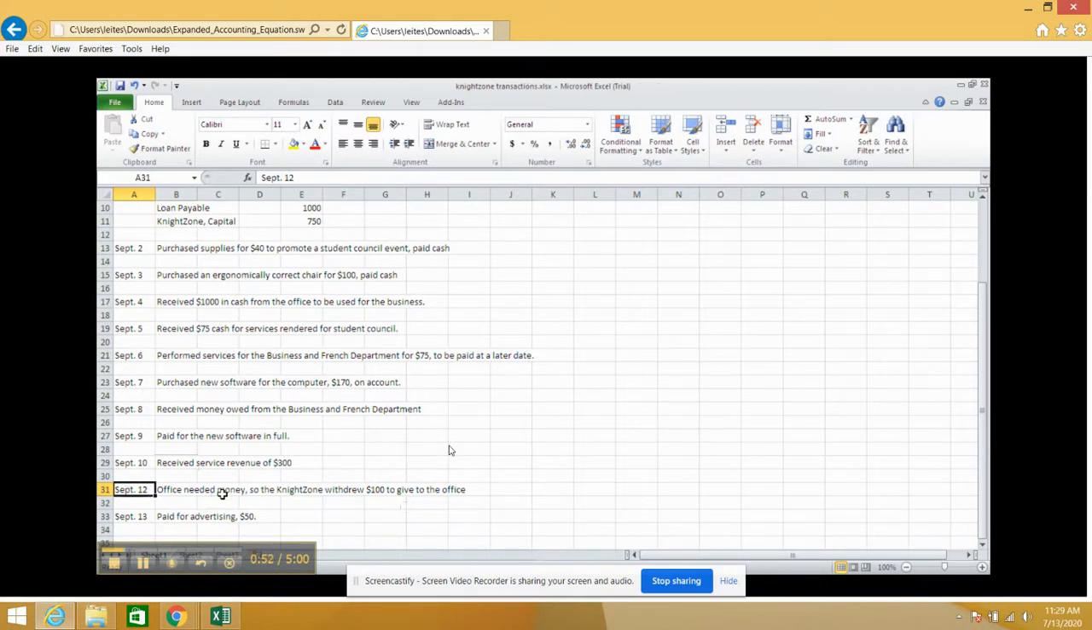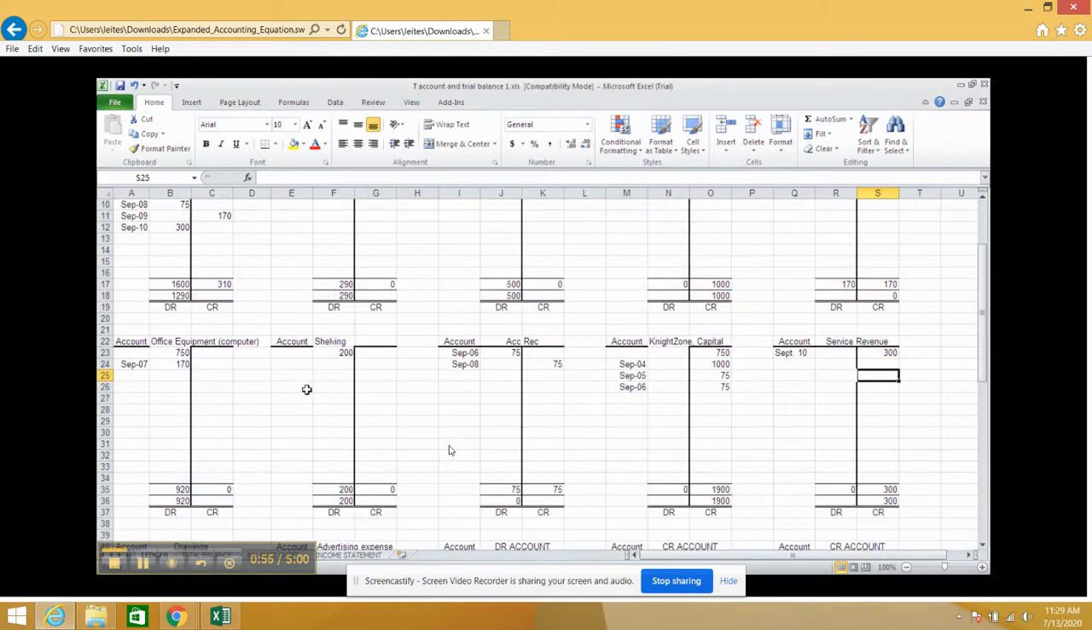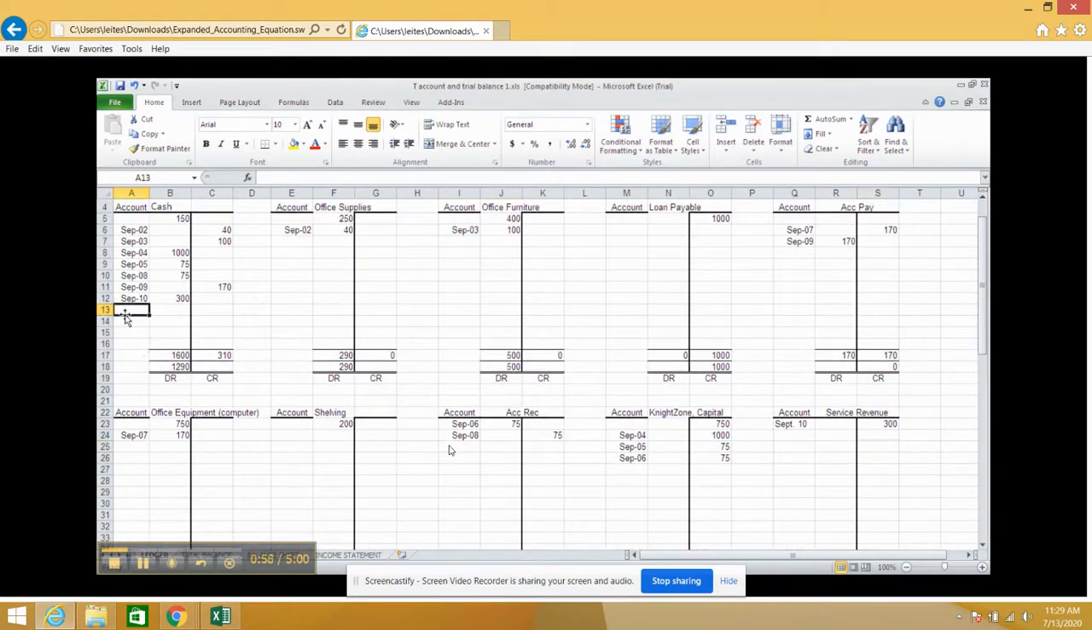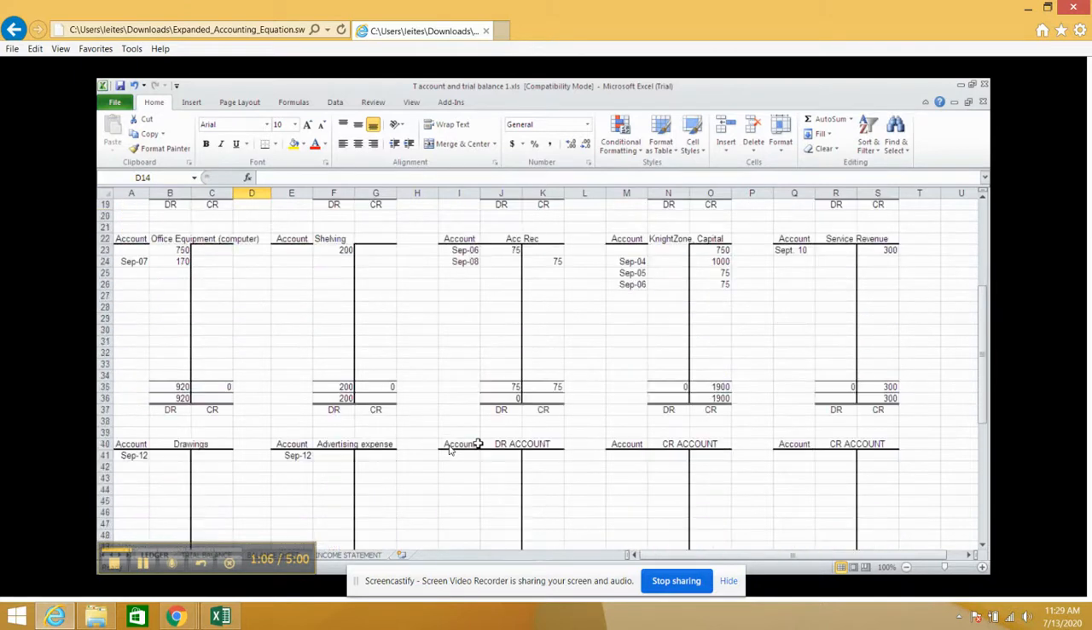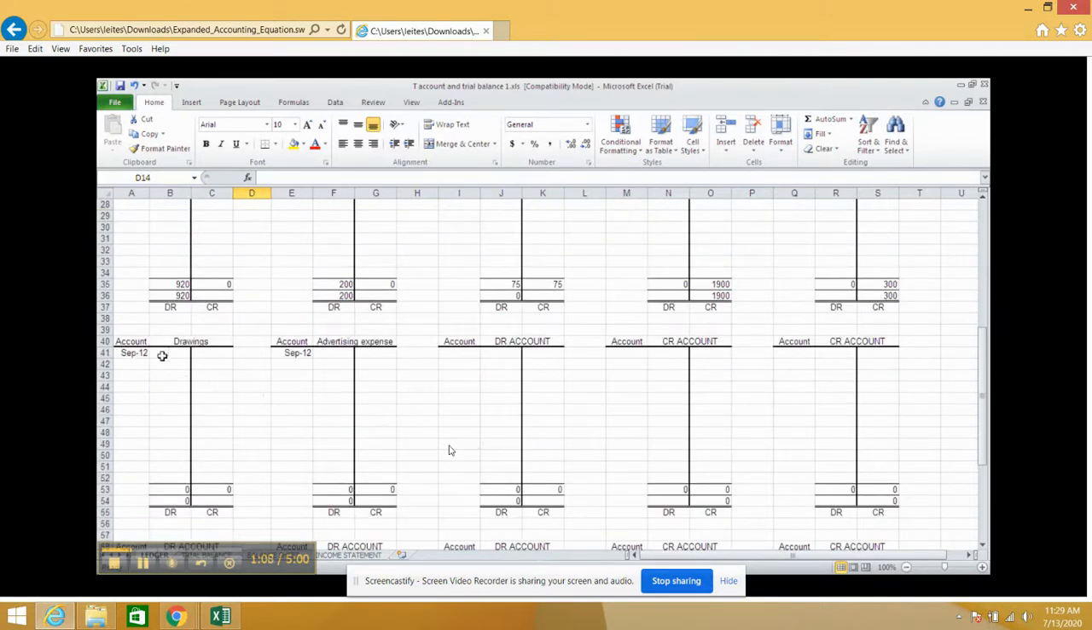We'll go back to the 12th. The office needed money, so the Nightzone withdrew $100 to give to the office, so they're taking $100 out of the business. So if they're taking it out of cash, September 12th, $100 is taken away or credited from cash, and I've created a new T account called drawings, and that's $100 as a debit. Drawings counteract or take away from the value of the owner's equity.